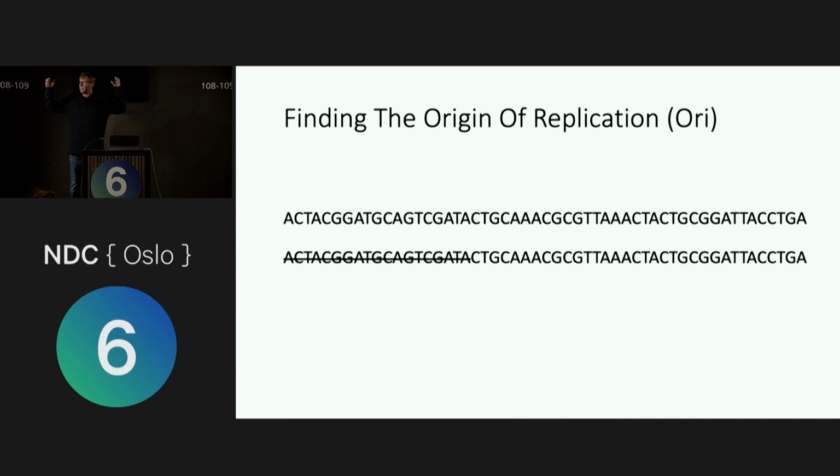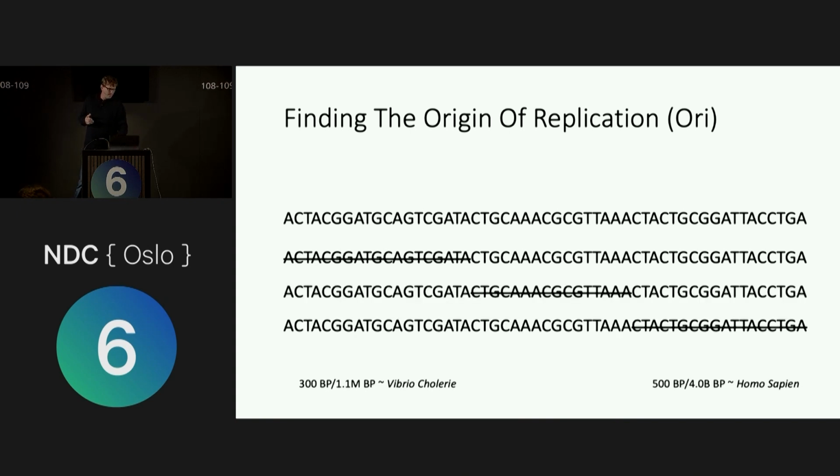So scientists went through a very simple organism, and they started cutting out pieces of the DNA, and they said, okay, when did replication stop? So they started there, then maybe there, then maybe there. So we are going to look at cholera, which is only 1.1 million base pairs, and that box, the scientists determined, was about 300 base pairs long.